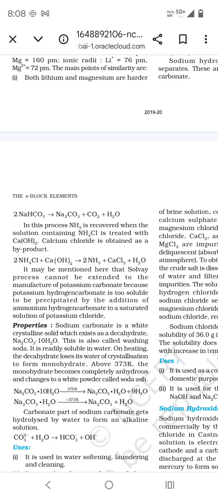It may be mentioned here that the Solvay process cannot be extended to the manufacture of potassium carbonate because potassium hydrogen carbonate is too soluble to be precipitated by addition of ammonium hydrogen carbonate to a saturated solution of potassium chloride.